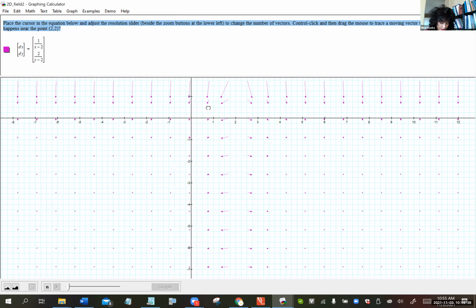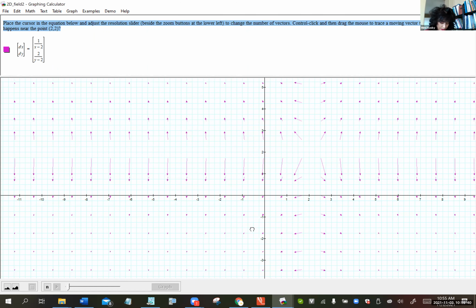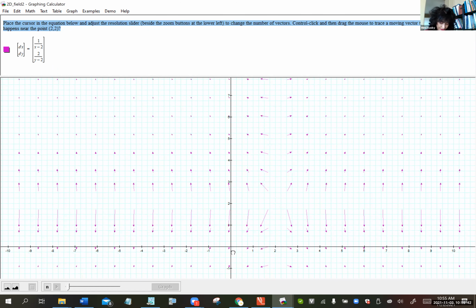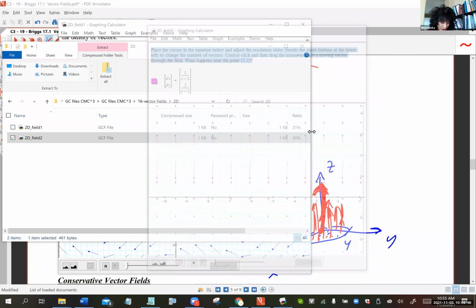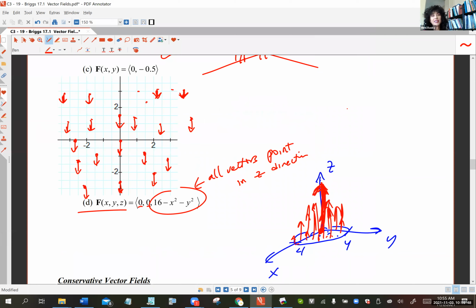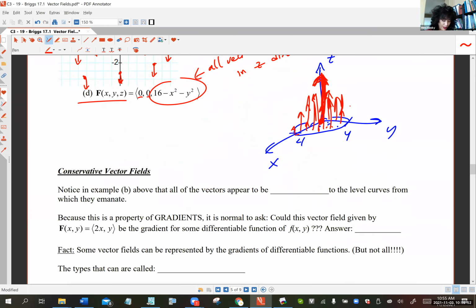It's kind of hard to tell what the pattern is. It's different. Very different. So the point I'm trying to make is all vector fields are going to have a different look, right? They're not going to all be the same. All right.